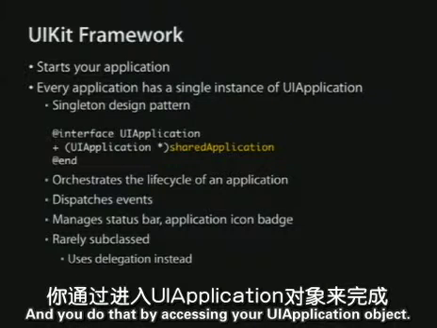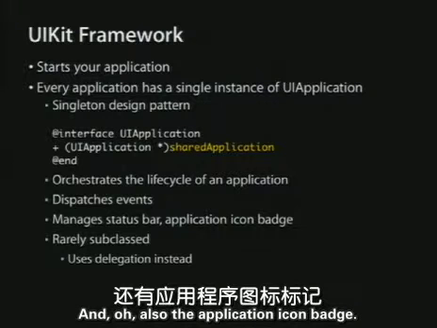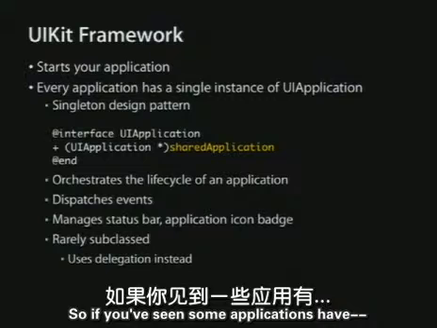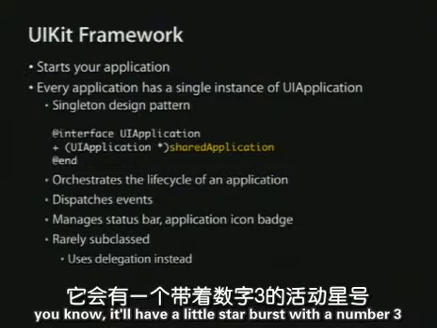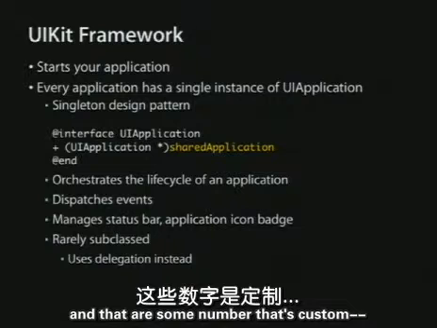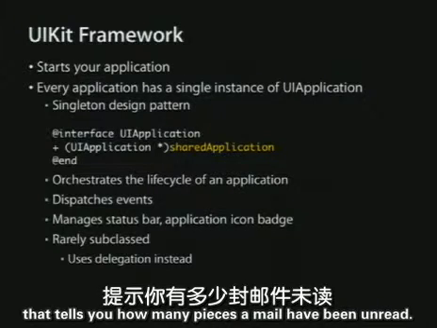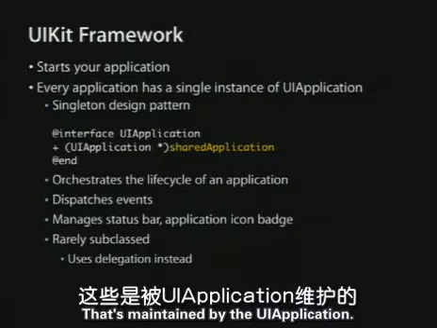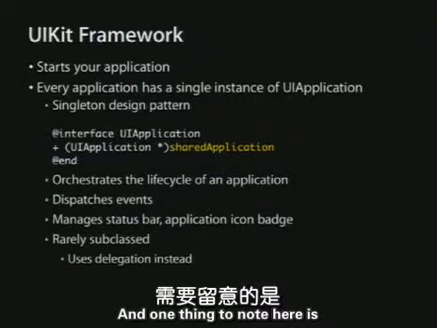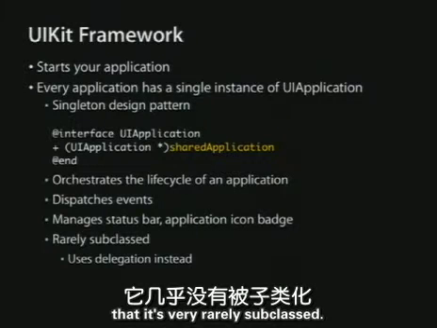And you do that by accessing your UI application object. And also the application icon badge. So if you've seen some applications have, it'll have a little starburst with the number 3 in it, or some number that's custom. The mail app, for example, will have a little starburst that tells you how many pieces of mail have been unread. That's maintained by the UI application. And one thing to note here is that it's very rarely subclassed.